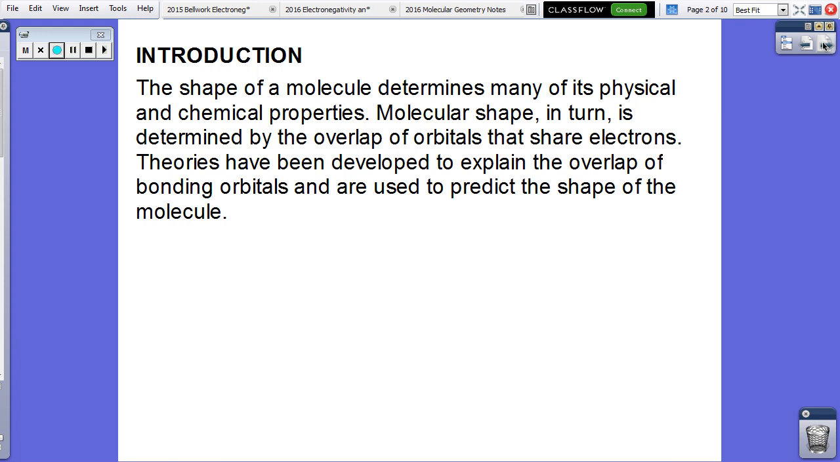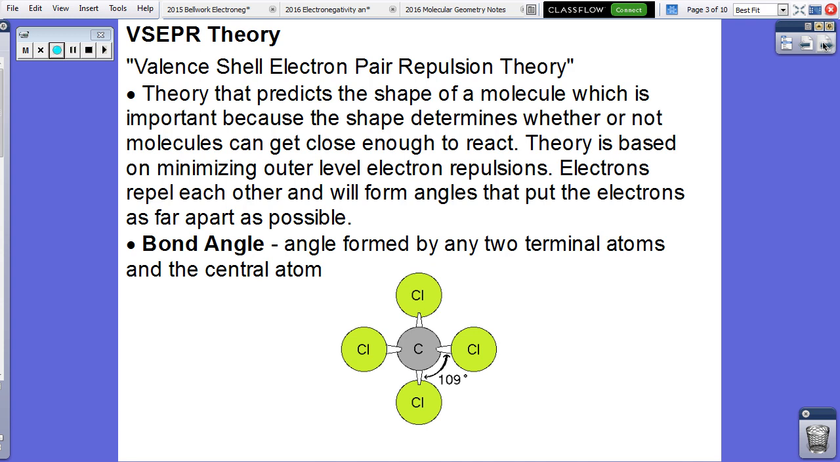And there's different theories that explain how these particular shapes come about. The one that we use is called VSEPR theory. When we say VSEPR, that's short for valence shell electron pair repulsion theory. And what this theory basically says is that because electrons have a negative charge and bonds and lone pairs are made of electrons, the atoms will arrange themselves in a molecule so that the bonds and the lone pairs are as far away from each other as possible.